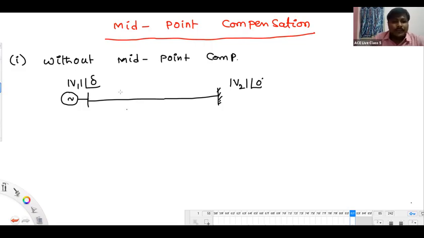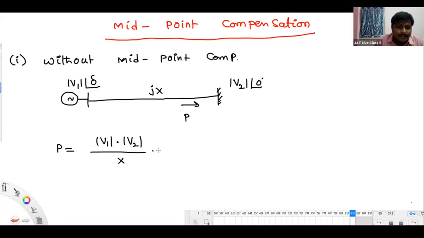Look here. The impedance of the line is simply jX. No resistance here, only reactance we have for the network. And what is the expression for the electrical power flow? P equals mod V1 mod V2 by X into sine of delta minus 0. That means it is sine delta.